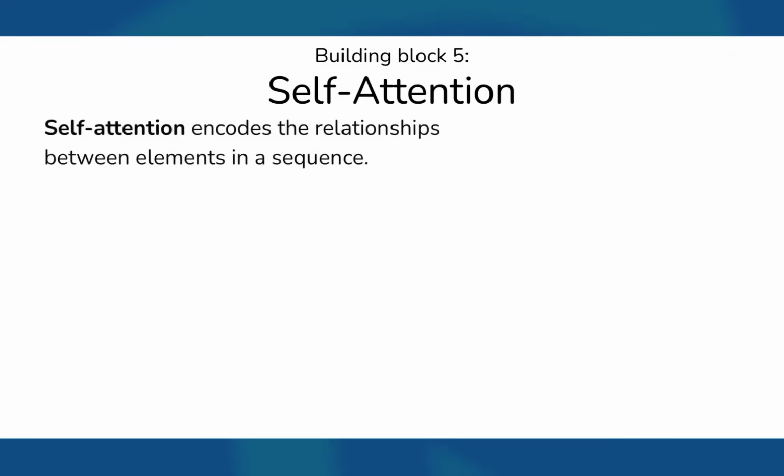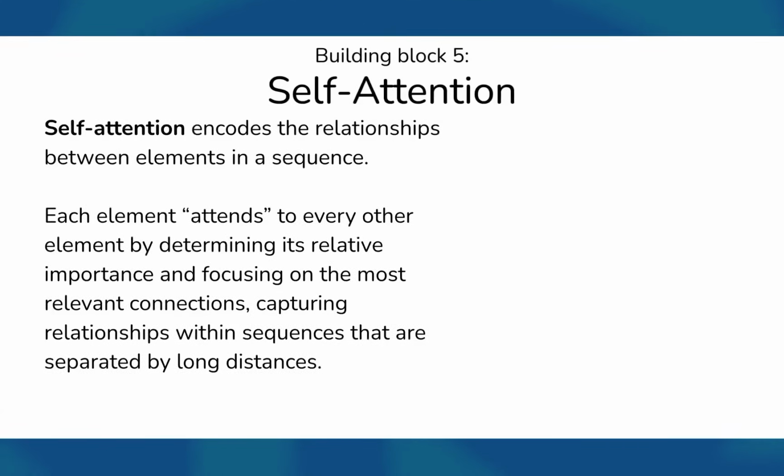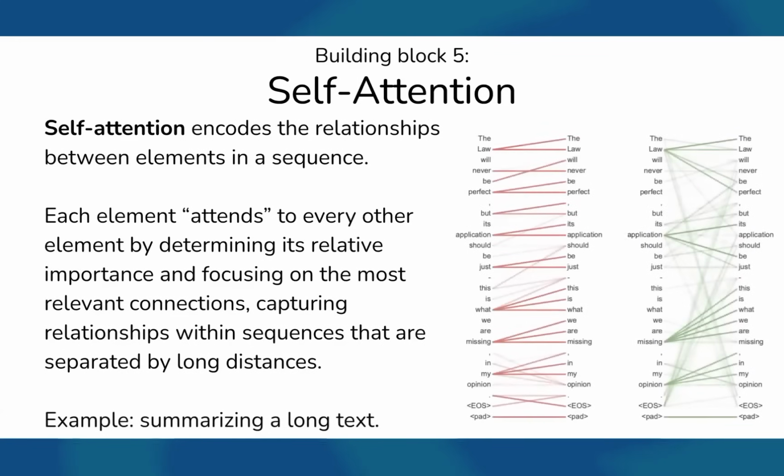And now let's talk about one of the most recent building blocks, from 2017, which would be self-attention. Self-attention encodes relationships between elements in a sequence. Each element attends to every other element by determining relative importance and focusing on the most relevant connections, capturing relationships within sequences that are separated by long distances. Here's an example for summarizing text. The model is attending to certain words more than others, so it's learning to attend to different words.